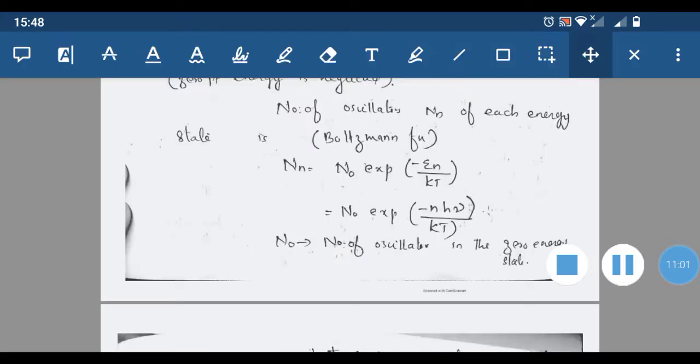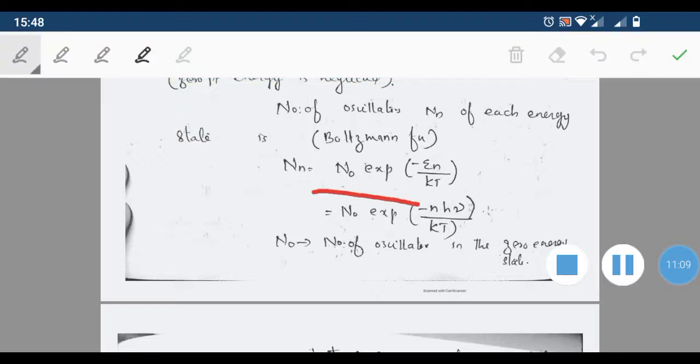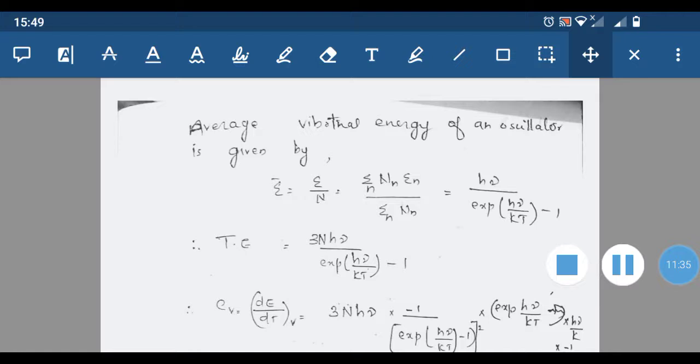Now according to the Boltzmann's distribution, the number of oscillators Nn of each energy state is given by Nn equal to N0 exponential minus En by kT, which is equal to N0 exponential minus n h nu by kT, where N0 is the number of oscillators in the zero energy state. So it is temperature dependent. The number of oscillators Nn of each energy state depends upon the temperature. Now in this case also we can find out the average energy using the equation.